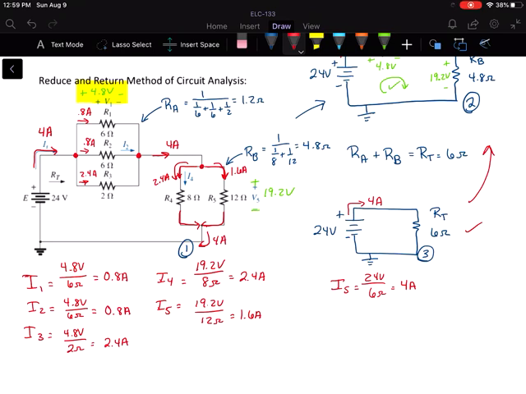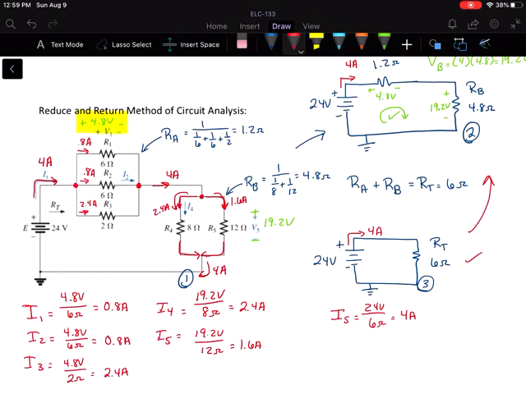Okay, so that's the reduce and return method, where we reduce the circuit in sequential steps to get to the most basic circuit, where we have our T and our source that allows us to find I sub S, and then we work our way back with the information we have found in each previous step.